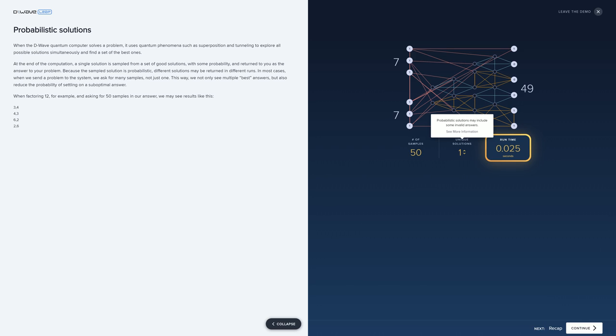Because the sample solution is probabilistic, different solutions may be returned in different runs. In most cases, when we send a problem to the system, we ask for many samples. Not just one. This way, we not only see multiple best answers, but also reduce the probability of settling on a suboptimal answer. We want the best answer, not just the suboptimal. I want the ultimate answer.